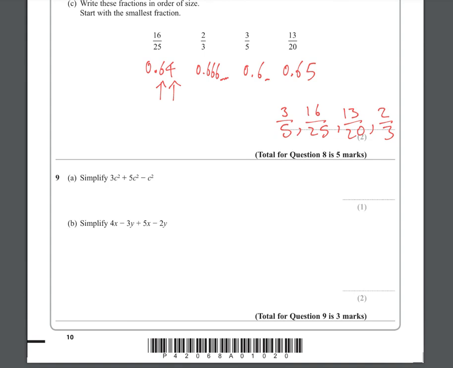Okay, question 9, c squared, so we've got 3c squared plus 5c squared, that's 8, minus 1c squared is 7, and they're all c squareds. Here we've got two different things, we've got the x's, so we've got 4x, and we've got to add on 5x, so that's 9x's. And we've got minus 3y, and minus another 2y, so minus 3y minus another 2y is minus 5y.